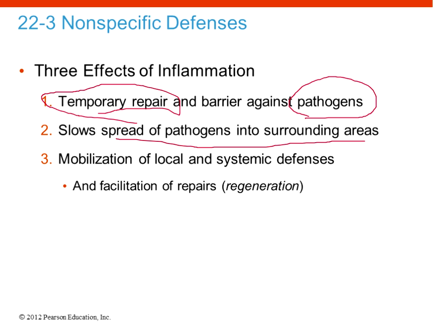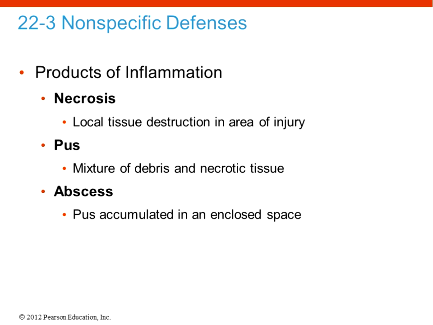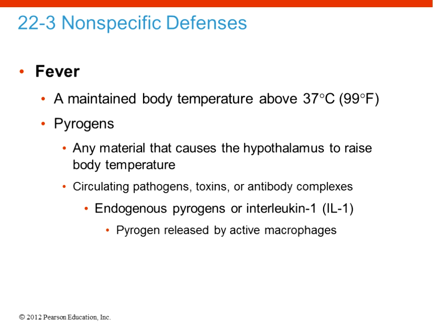It slows the spread of pathogens in the surrounding areas, but also mobilizes local and systemic defenses to help with defending, obviously, but also regeneration. Okay? So those are the effects of inflammation. Inflammation can produce necrosis, which is death of tissue, right? Fortunately, most tissues in our body can regenerate, but there will often be necrotic tissue at that location.